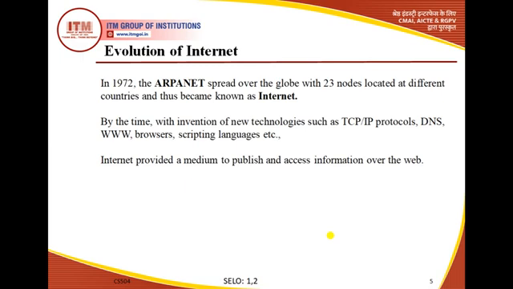So basically, in 1972 ARPANET was the technology which spread all over the world, and around 23 nodes were implemented worldwide. All these 23 nodes were located in different countries. This became known as the term internet.